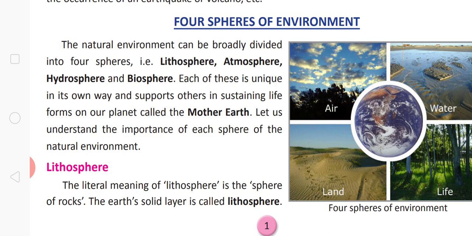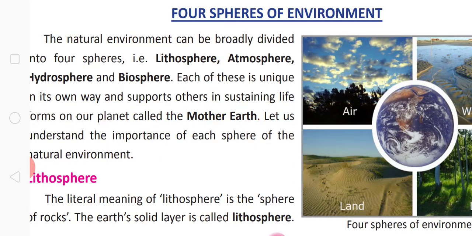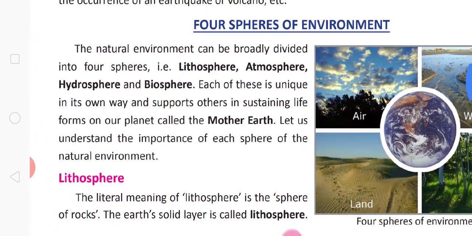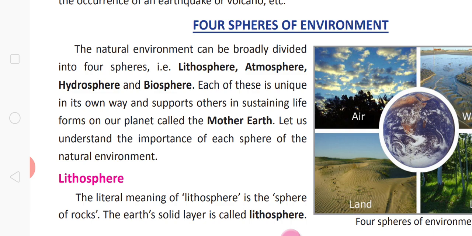Now come to the first one, lithosphere. This is generally made up of two words, litho plus sphere. Litho means rock and sphere means place. That means it is the sphere of rock, made up of rock. Atmosphere is also made up of two words, atmos plus sphere, that means it is the sphere of gases. Hydrosphere is the sphere of water, hydro means water. And biosphere is made of two words, bio plus sphere. Bio means life and sphere means place.